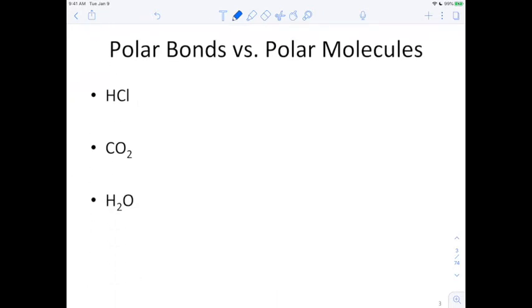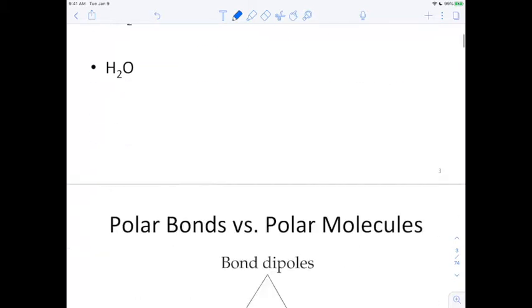Next up, we want to talk about the difference between a polar molecule and a polar bond. So I'm going to make a little table here. So polar bond, question mark, and polar molecule, question mark. So we're going to decide if these have polar bonds and if they are a polar molecule.